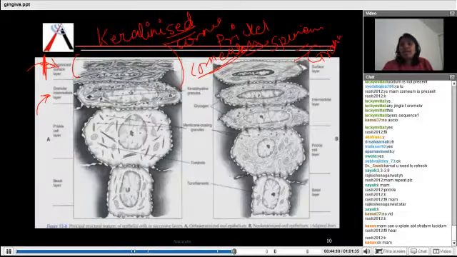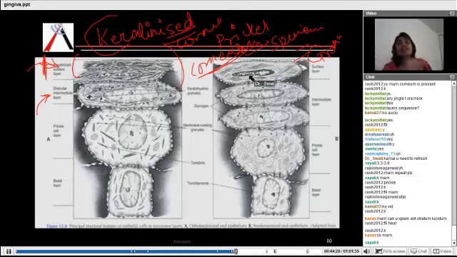There is no stratum granulosum in non-keratinized. So we have the basal layer, we have the prickle layer, same as in this one. But instead of the granular layer, we have an intermediate layer, and then we have the surface layer. We do not call it stratum corneum. So that's the difference between keratinized and non-keratinized epithelium. Get the point? Are you all clear with it?